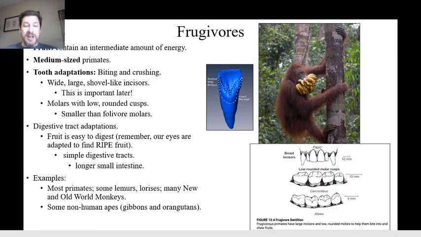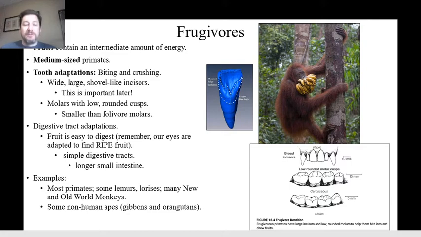In the digestive tract, fruit's easy to digest. Remember, we're eating ripe fruit because all of us, all primates, have forward binocular vision that sees in color, so we can find ripe fruit. So we're not out there eating green bananas or unripe mangoes or hard berries that haven't been ripened yet. We're eating ripe fruit, and therefore it's relatively simple to digest. And so for that, we have, again, a simple digestive tract, but the intestine is longer. It does take more time than just sucking down gum or a grasshopper. So it takes some more digestive time.